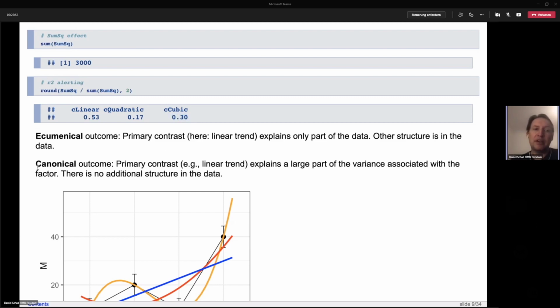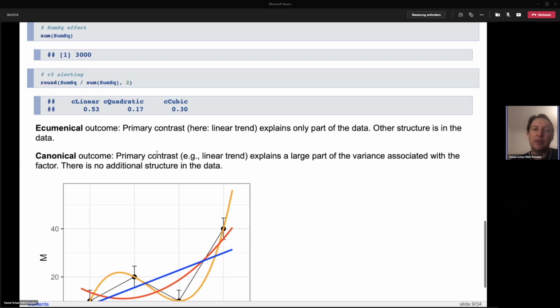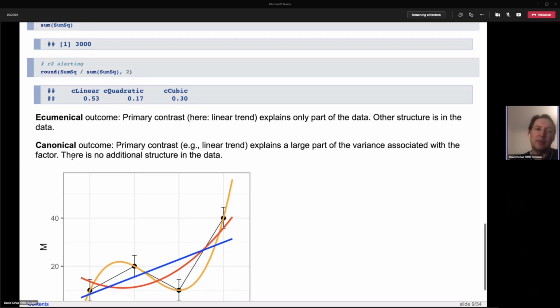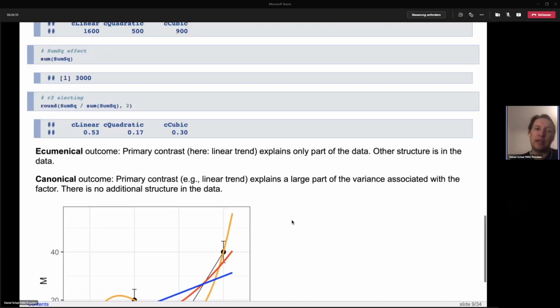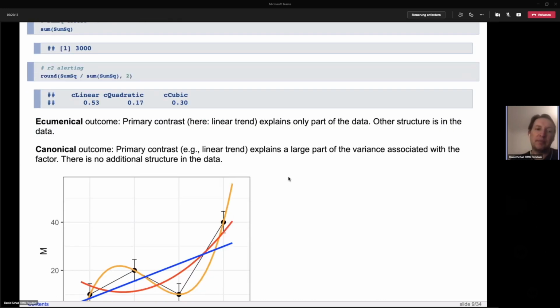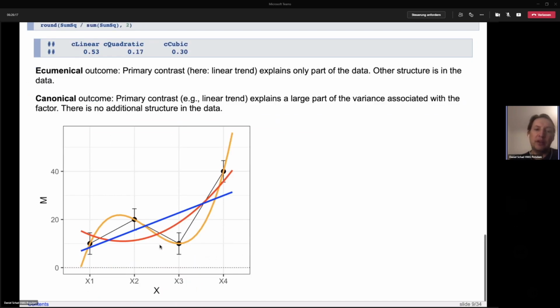There could also be a canonical outcome. This would be the case when the primary contrast, for example the linear trend, explains a large part of the variance associated with the factor, and there is no additional structure in the data. So this is a way to look at how important our primary hypothesis is for explaining the variance associated with the data. Okay, and now we know that all of these play some important role. The linear, but also the cubic effect explains some variance here.